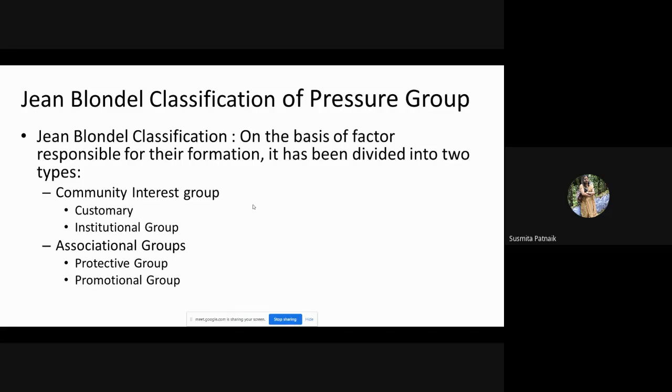Ma'am, interest groups and political group are same. I told you, wait for the next slide. I told you, political parties and interest group both are different. Non-associational groups.